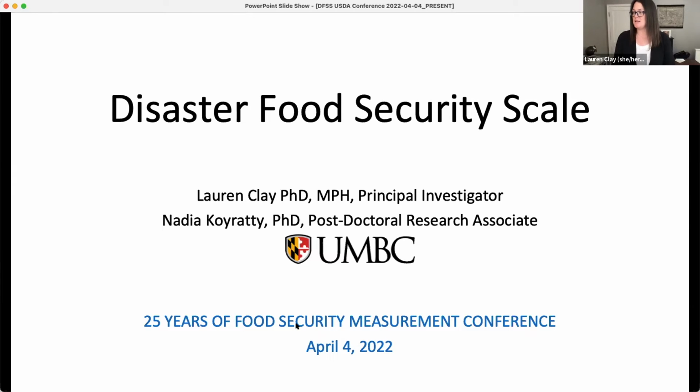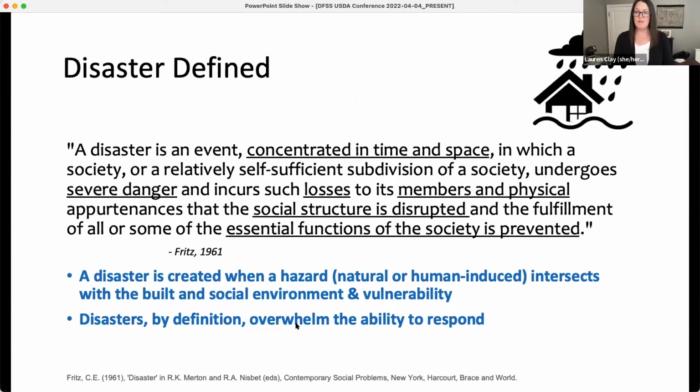So let's get started first with what is a disaster? This is the canonical definition of a disaster. And what's really important to note is that a disaster is created when a hazard, whether it's natural or human induced, intersects with the built-in social environment and vulnerability. We don't define something a disaster until it affects the things that we love and care about when talking about disasters.